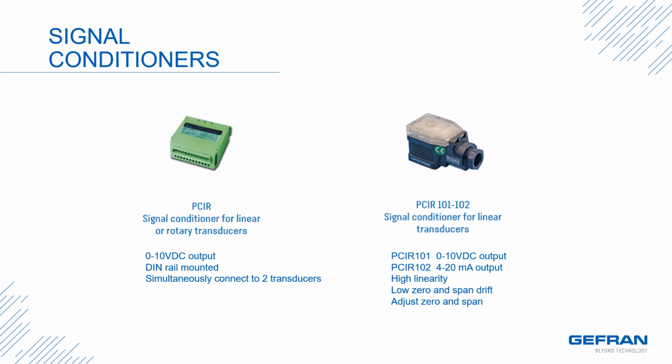The PCIR 101 and 102 take the ratiometric output of our potentiometric transducers and convert it to amplified conditioned output. The PCIR 101 provides a 0 to 10 volt DC output, and the PCIR 102 provides a 4 to 20 milliamp output. The circuit is integrated in a 4-pole connector and has trimmers for zero and span.